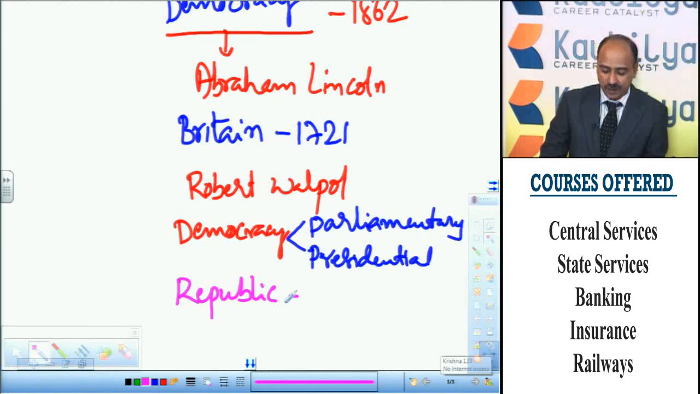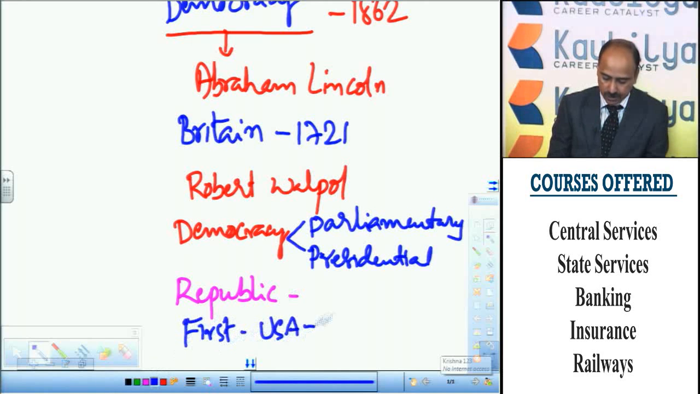That country is a republic. The first republic in the world is the USA. In 1789, that country's first president, George Washington, was elected. That is the first republic in the world. India is a republic from January 26, 1950. Before that, India was not a republic. India was under the control of Britain up to 1947. After that, we made the constitution, then we implemented our country as a republic.